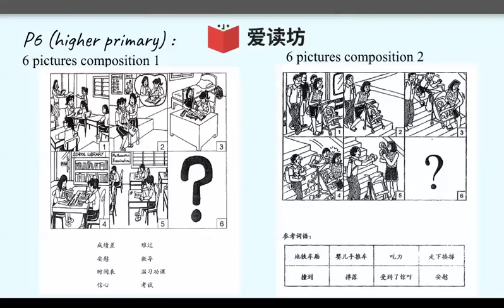So students should not start a new story at the ending. For example, in composition 2, we can see that for picture 6, the boy rushed to the school after he had helped the woman. Students cannot suddenly open a new story and say the boy helped a woman to cross the road because he was late for school, because the old woman is a new role and she never appears in the 6 pictures.